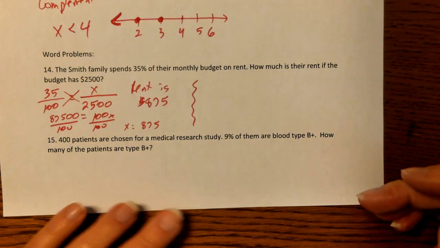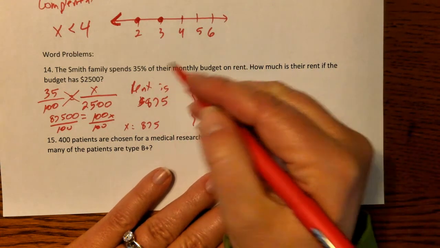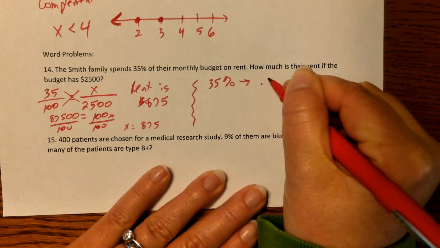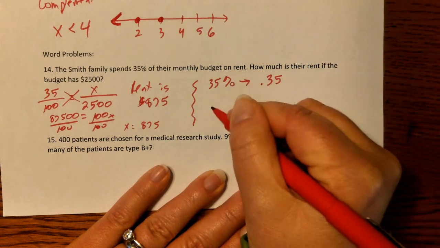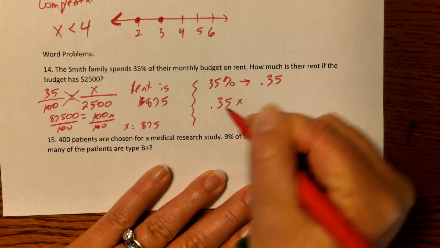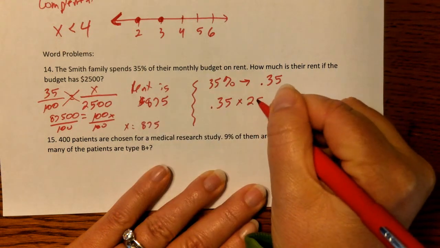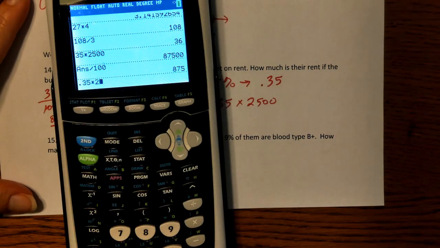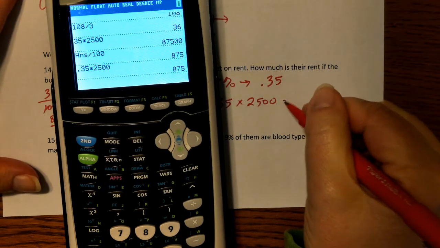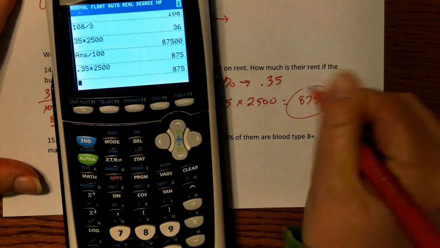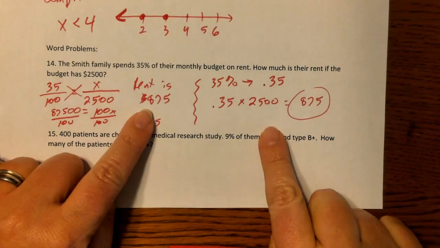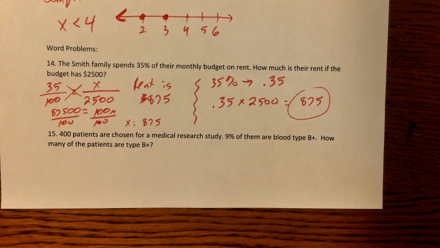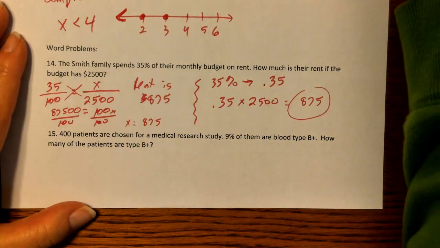The other way to solve it is to say, hey, I'm going to convert this 35% to a decimal, which will be 0.35, and then let's multiply the decimal times that whole thing, times the 2,500. So 0.35 times 2,500. And either way, we get $875. It does not matter to me which way you solve this one. You get the same answer either way. Whichever way makes more sense to you is totally fine.